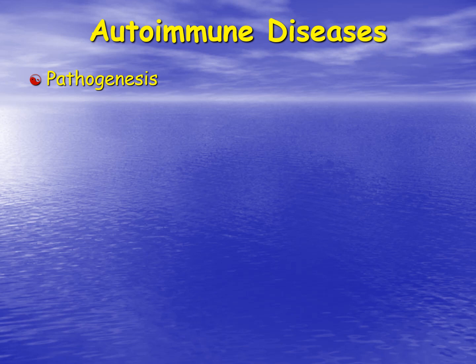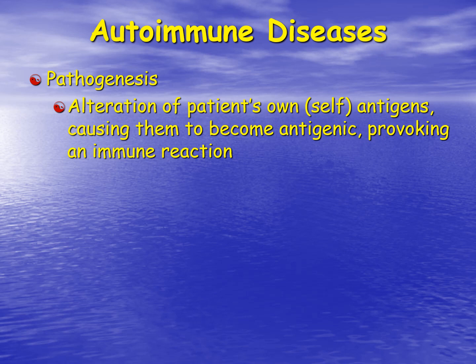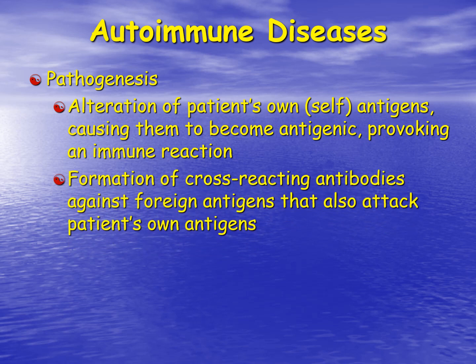So the pathogenesis of autoimmune disease really is not truly known. What causes us to lose self-tolerance? Well, it could be that we get an alteration of our self-antigens in some way, causing them to become antigenic and provoking an immune response. We're not sure why this happens at all. Or, more likely, in some cases, formation of cross-reacting antibodies against foreign antigens that then also attack the patient's own antigens that are similar to the foreign antigens.